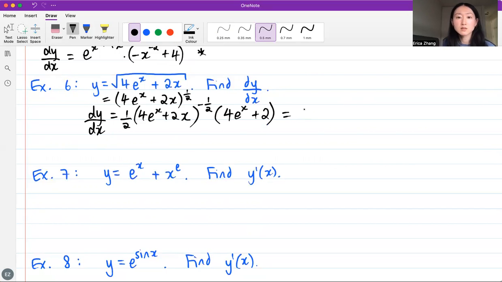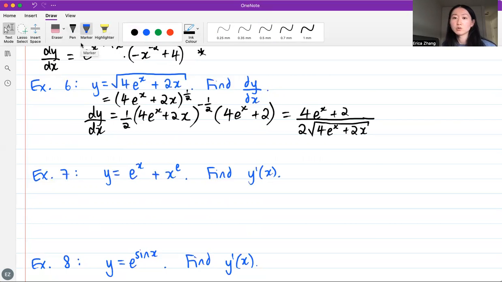And we can rewrite this as, so 4 e to the x plus 2 over 2, and then a negative index becomes a positive index if we put it in the denominator. Right, we can divide the denominator and numerator by 2, so we get 2 e to the x plus 1 over 4 e to the x plus 2x. Okay, so that's it.